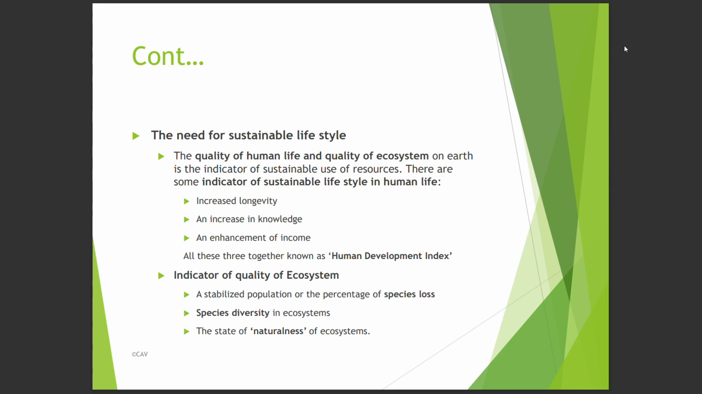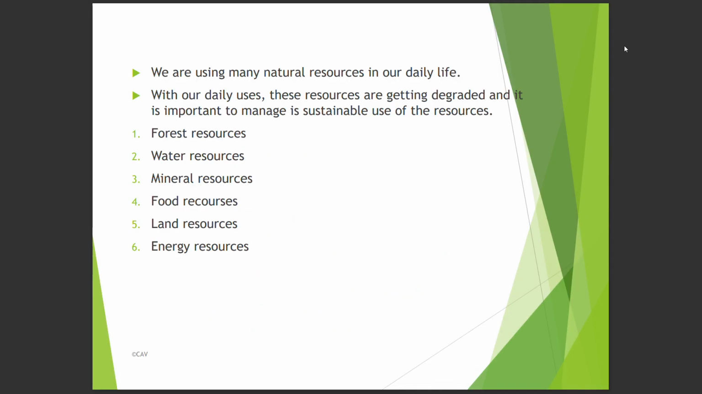Then the second, which comes under the need of sustainable lifestyle, is the indicator of quality of ecosystem: a stabilized population, or the percentage of species loss, species diversity in the ecosystem, and the state of naturalness of the ecosystem.